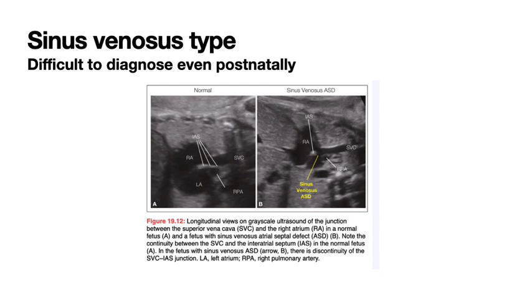All right, sinus venosus type is very difficult to diagnose. Not only prenatally, but even afterwards, it's still hard to figure out. The picture on the right there, you can kind of see you're looking at a bicaval view, and it seems like there's a little interruption in the wall there. Well, that's what a sinus venosus ASD looks like. I've never made that diagnosis.